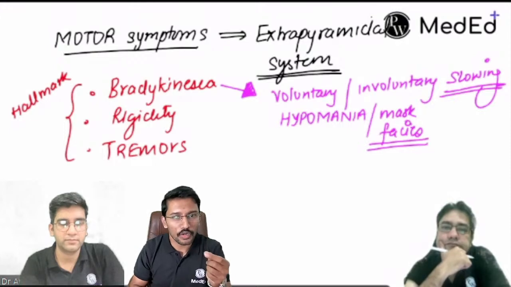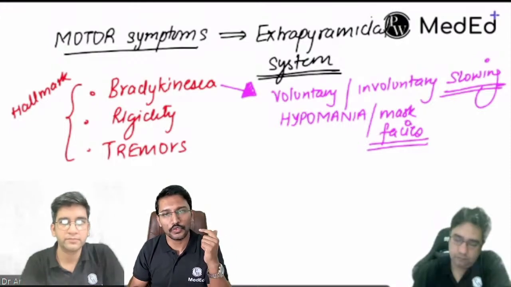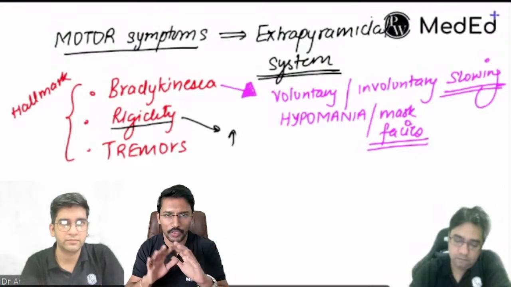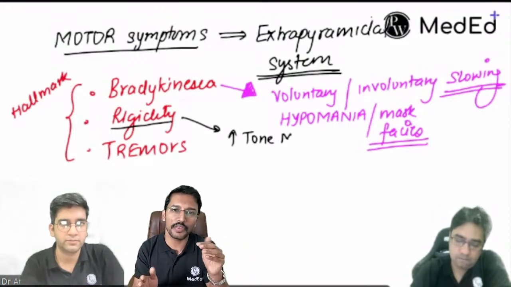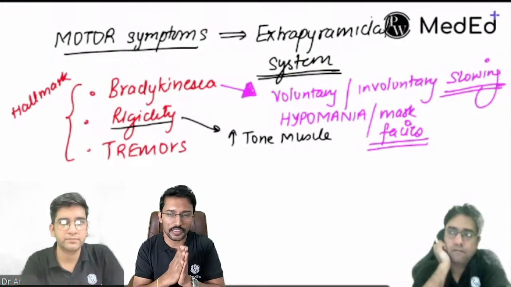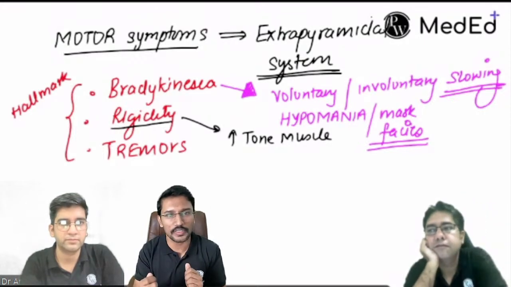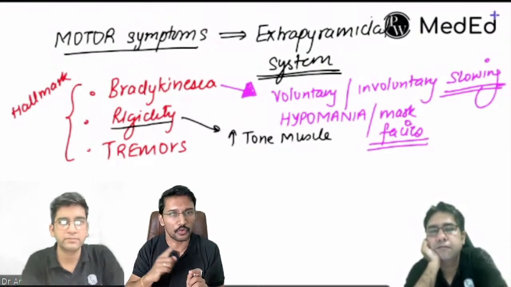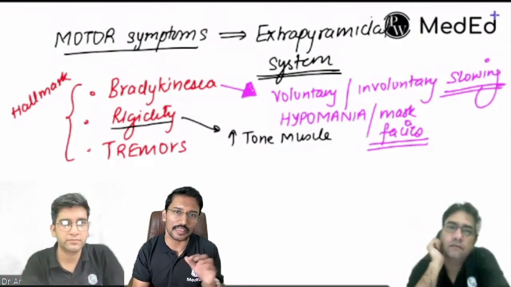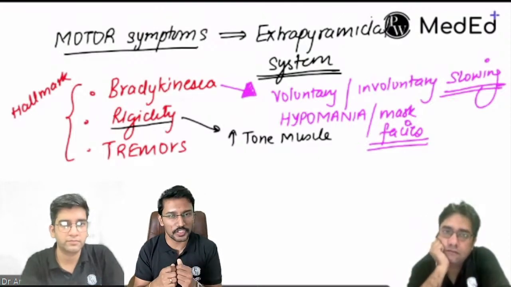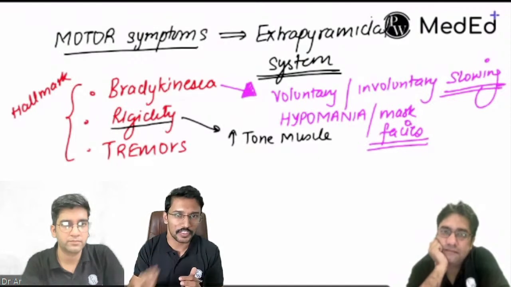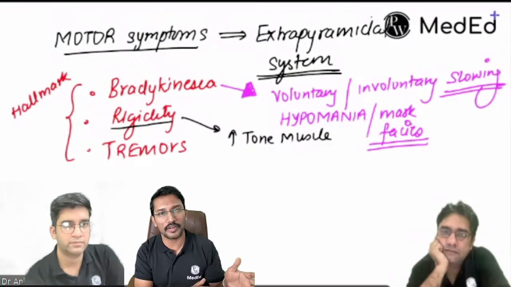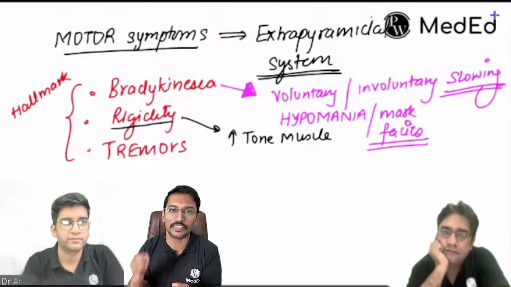Now, the number two hallmark is rigidity. So what is rigidity? Increased tone of the muscle, right? We have already discussed the difference between spasticity and rigidity. Rigidity is where the increased tone is such that throughout the range of movement, the resistance is equal, the same throughout the range of movement. That is what we call rigidity. In spasticity, the resistance is more initially, and as we persist with the movement, the resistance gives way. That is spasticity. Spasticity is a feature of pyramidal tract lesion. Rigidity is a feature of extrapyramidal tract lesion.